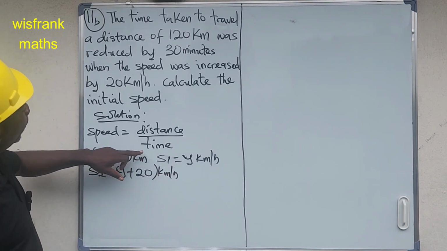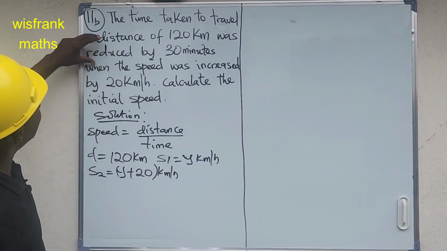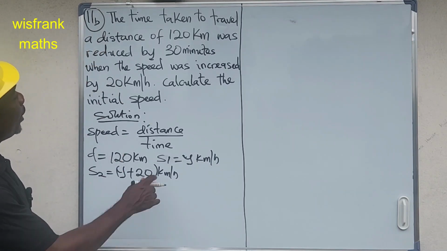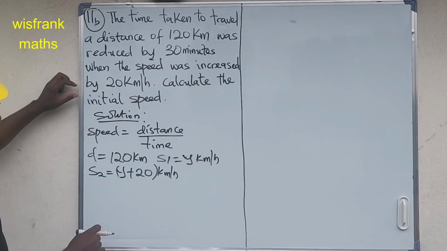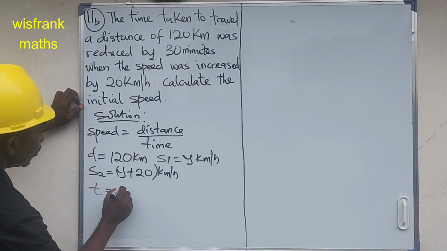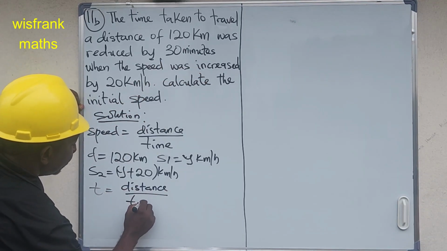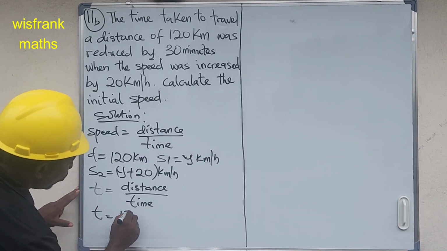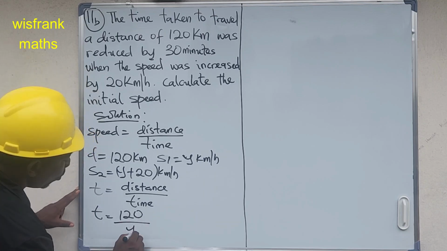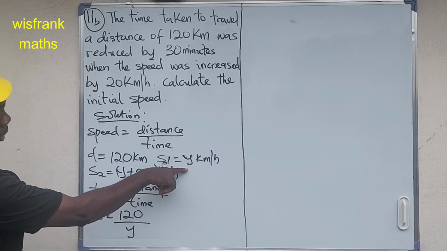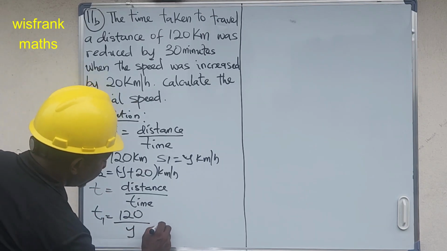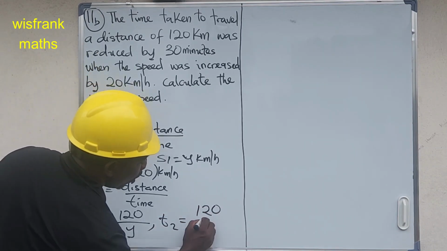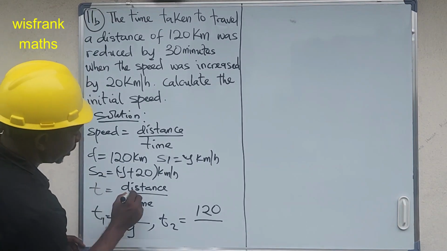So what we are looking for, the time t, is not given. It says the time between the first speed and the second speed is reduced by 30 minutes. Let's find t equals distance over speed. We have our t1 for the first speed: distance, which is 120, over y, our first speed. That's the first time. The second one, t2, equals 120 over the second speed, which is y plus 20.